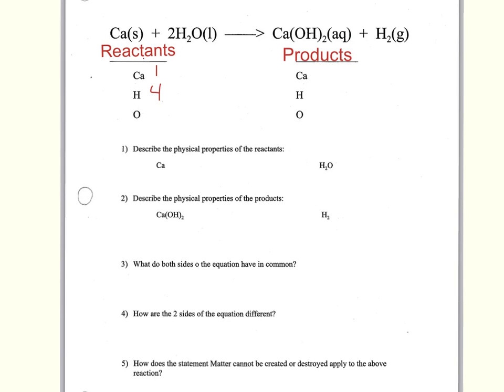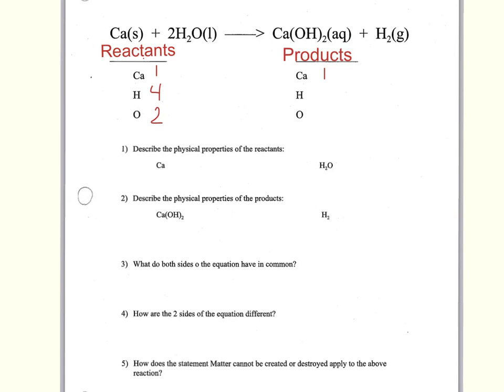That coefficient 2 also gets distributed to the oxygen atom. We are understanding that it has a subscript of 1. We multiply those, so we count our oxygen atoms at 2. Let's take a look at our product side. Again, calcium has 1 atom. There's no subscript, there is no coefficient.